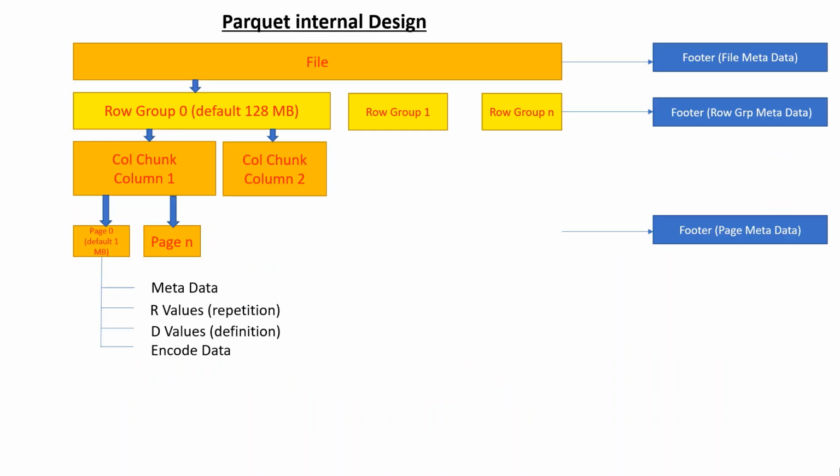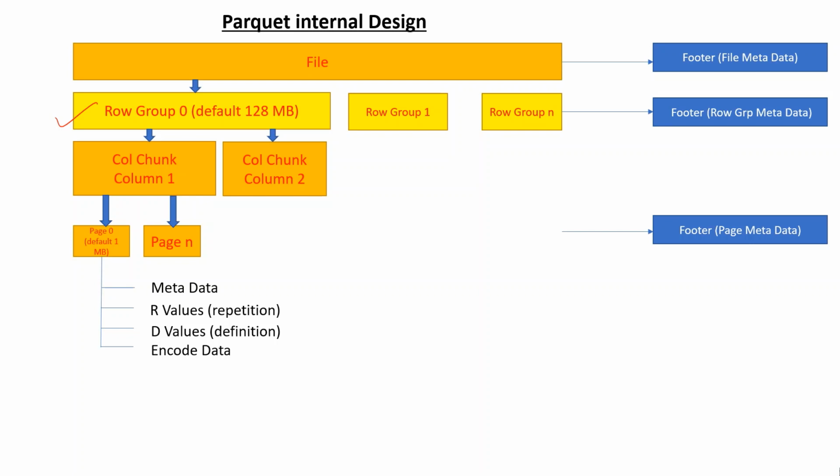Internal mechanics: how the internal architecture looks for the Parquet file. So, the Parquet internal design. We have categorized this. At the top, we have taken a file, and in Parquet, internally it divides that data into row groups. Here we have taken row group 0 to row group n. A row group again further divides into column chunks.